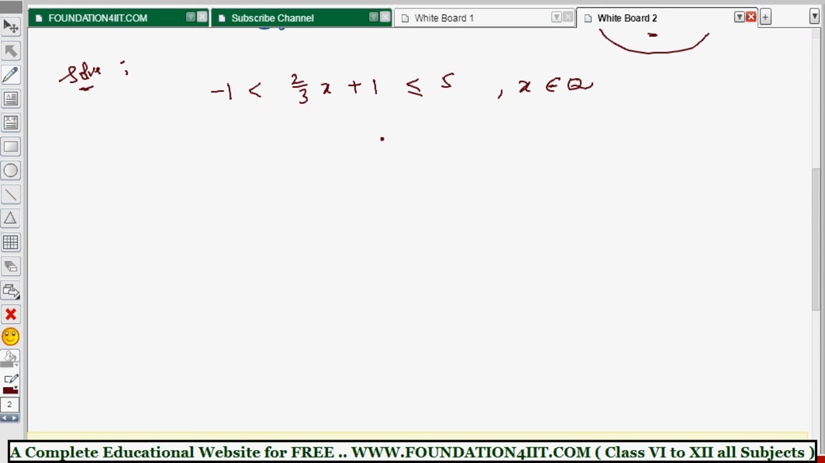Whenever we have two inequalities, we need to solve them separately. You can solve them separately, then you can simplify. That's simple. Now minus 1 less than 2 by 3x plus 1 is the first inequality. And the last two mean the middle is combined, right? 2 by 3x plus 1 less than or equal to 5.